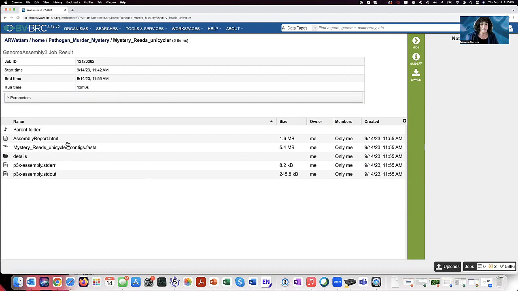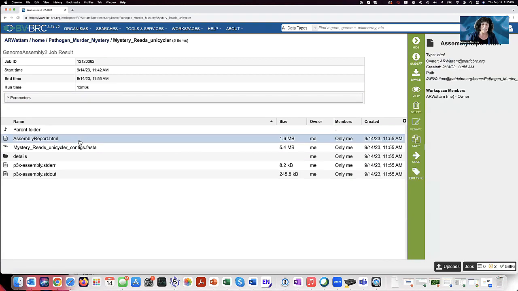So this is a contig file that you could submit to different services for annotation or for genome alignment or whatever. But this is where within the assembly report, that's where we're going to get to the meat and bones of this, and it's going to tell us how good our assembly is.